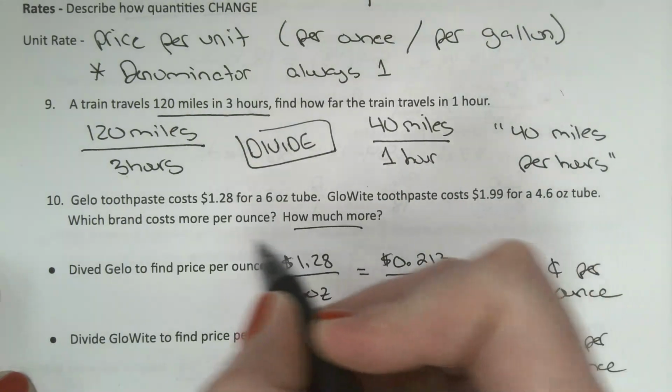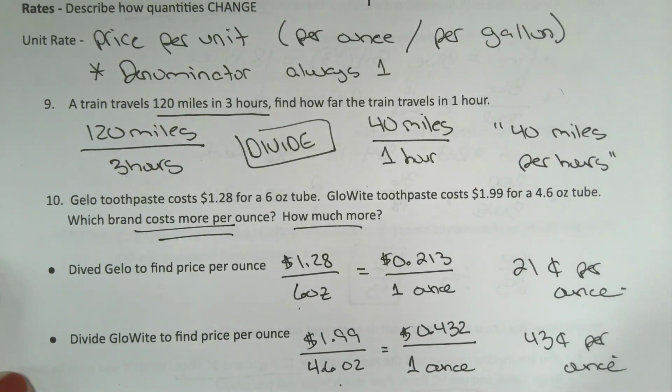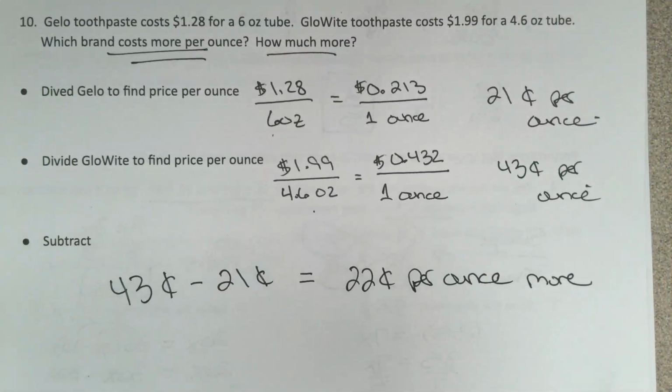And so it says, which brand costs more per ounce? Glow White. How much more? So to find out how much more, we're just going to subtract. So we have 43 cents minus 21 cents equals 22 cents per ounce more. Oh, not even on the screen. My bad, sorry.